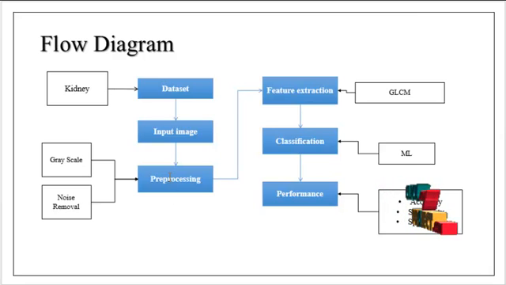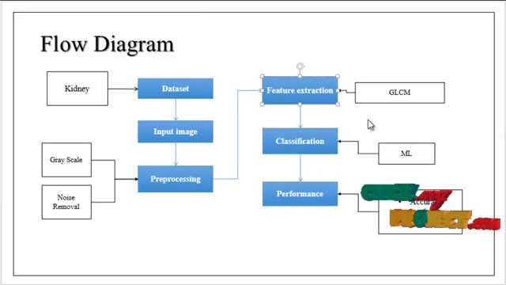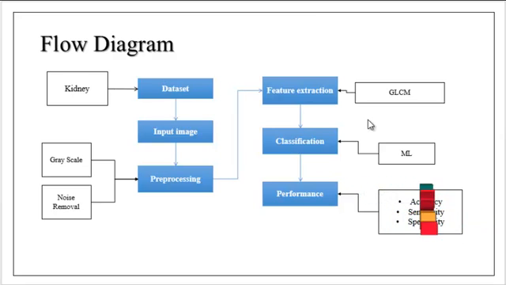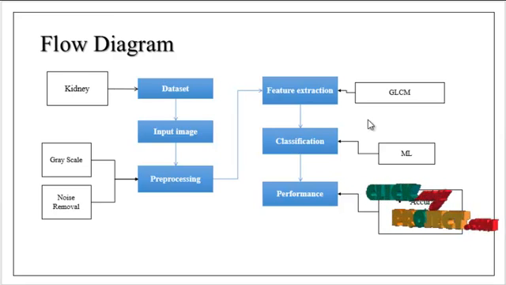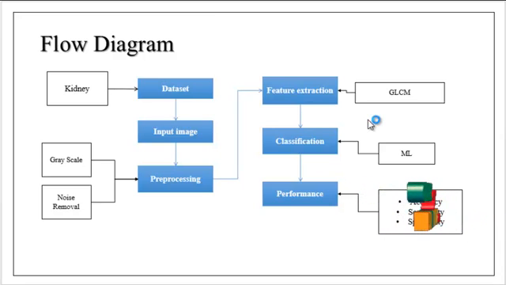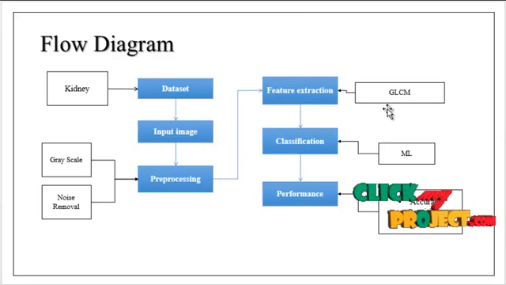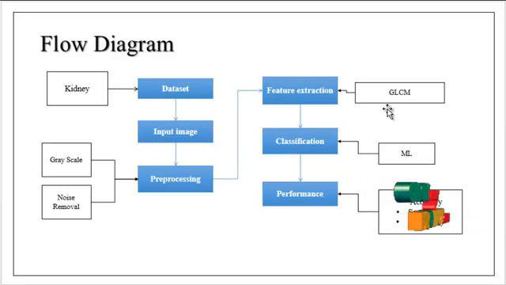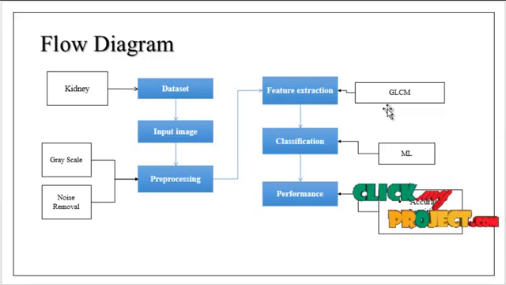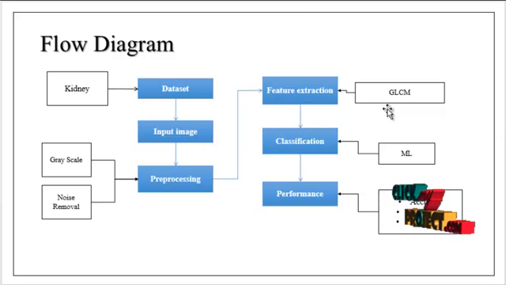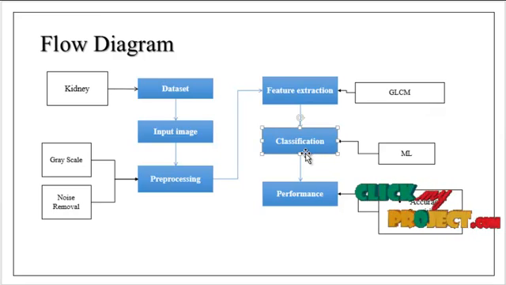After doing the pre-processing, the feature extraction will be carried out. Feature extraction is nothing but the collection of data from the segmented image. The segmented portion consists of only the region of interest, and from that we have to extract the features. Here we are using GLCM features, that is the gray level co-occurrence matrix, to extract the features from the images.